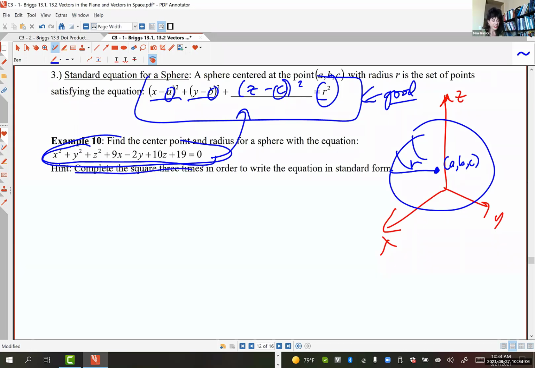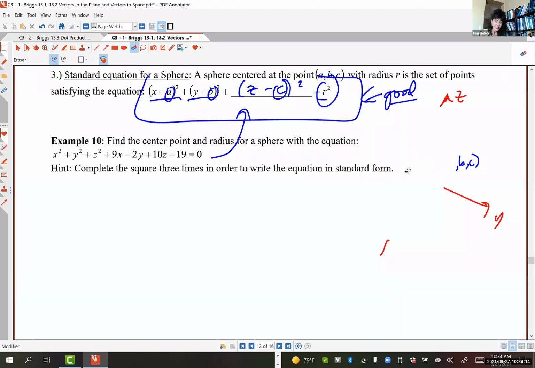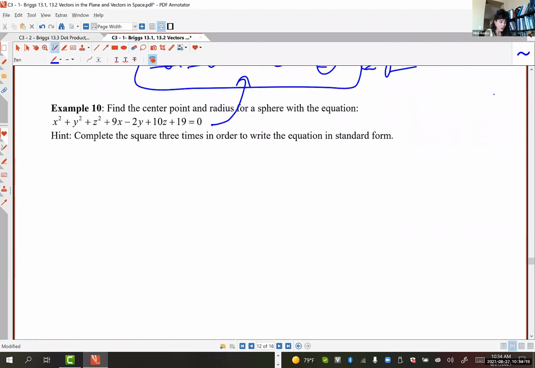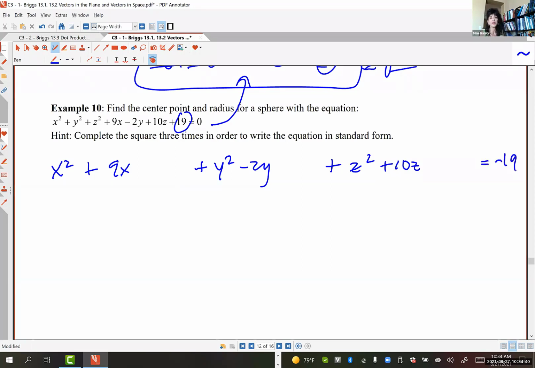So let's use a hint. We're going to complete the square 3 times in order to write the equation in standard form. Well, how are we going to do that? Very carefully. And yeah, you're going to have some problems like this on your homework. What I do to help me make it easy is I put the x terms next to each other and leave some space. Then I put the y terms next to each other and leave some space. Then I put the z terms next to each other and leave some space. And then the constant term, 19, I subtract it from both sides and move it to the other side of the equation. That's my starting point.